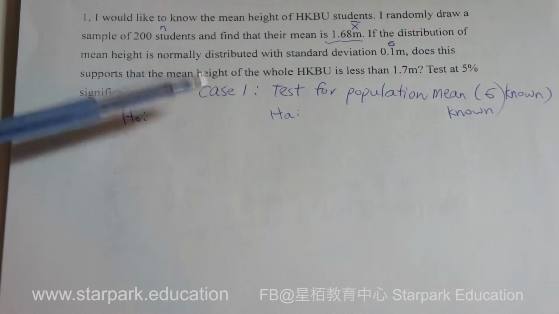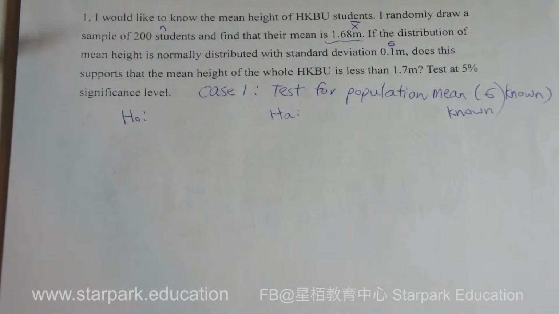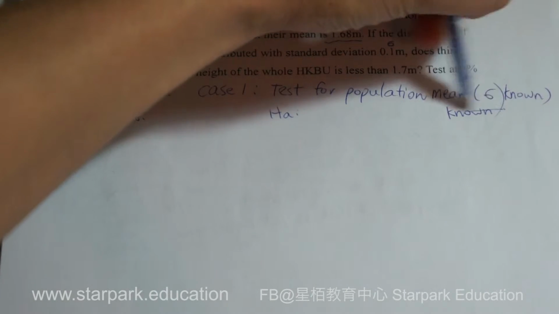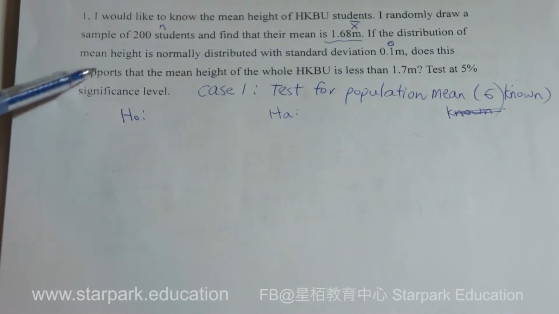Okay, so this video is talking about case 1: test for population mean when the sigma is known. Okay, so this is known already. So why is it known? So we go back to the questions.